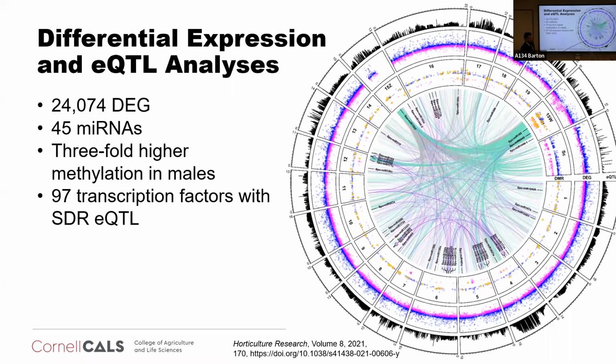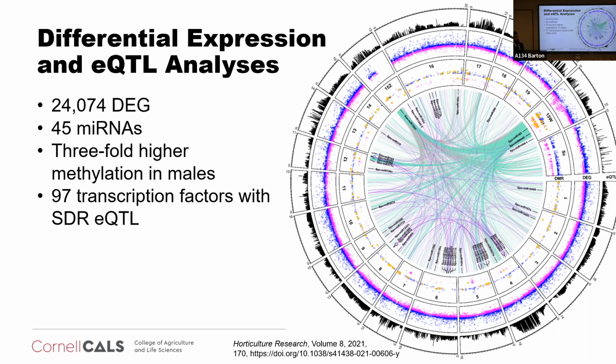And then this inner track here, these are the differentially methylated regions. This is CpG methylation, which we detected using bisulfite sequencing. Once again, blue for male, magenta for female, and those in yellow here are differentially methylated regions in the putative promoter regions of genes. One really interesting finding from this was we saw about threefold higher methylation in male catkins relative to female catkins, which was very interesting.